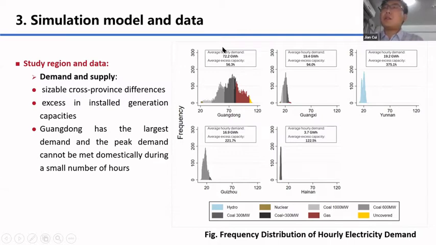And this picture assumes that the provinces supply the generation without interprovincial trade, only by their own domestic units to meet their domestic demand. You can see that there are sizable cross-province differences. For example, Yunnan can cover its demand with cheap hydropower, but Guangdong has the largest demand among the five provinces, and in some hours it can't meet its own demand.